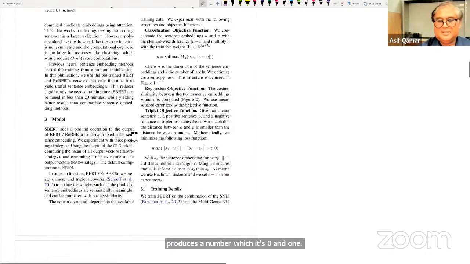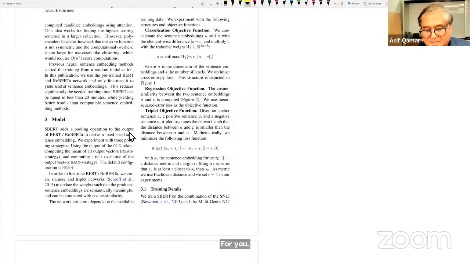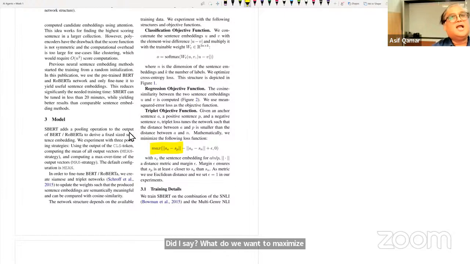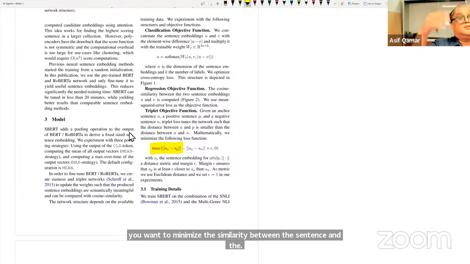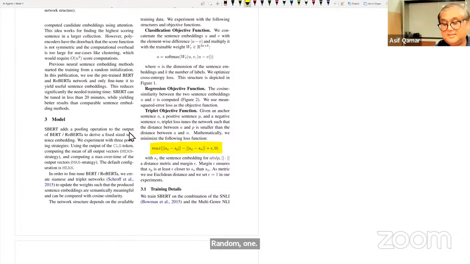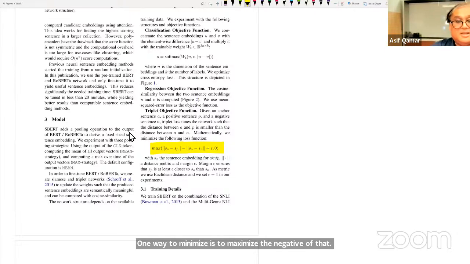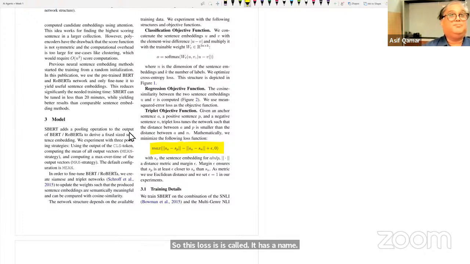Then, here's your regression objective. What do we want to maximize? A sentence A and the sentence that's similar to it. You want to maximize the cosine similarity. And you want to minimize the similarity between the sentence and the random one. One way to minimize is to maximize the negative of that. Right? So this loss has a name, it is called the contrastive loss.